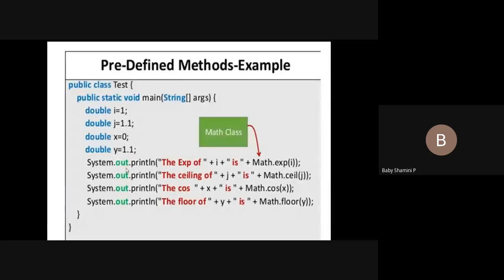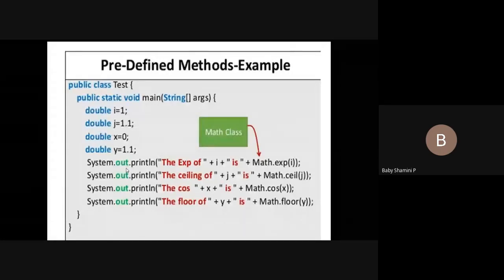So it displays the output in floating point numbers, that is 2.0. First one is double i equal to 1. It finds an exponential value, so it provides the answer 2.7182818, etc. Next one, the ceil function. It rounds up the digit to the nearest digit. That is, 1.1 means what is the output? 2.0.